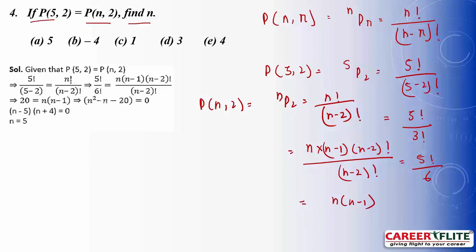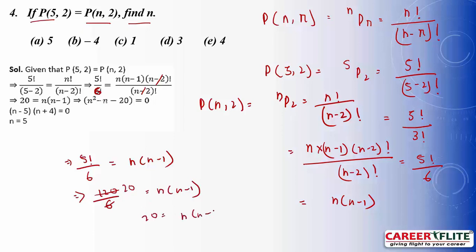So this will be 6. This is not 6 factorial, it will be only 6. Sorry, 5 factorial by 6 equal to n into (n minus 1) into (n minus 2) factorial by (n minus 2) factorial. The (n minus 2) factorial will be cancelled out. So it will be left with 5 factorial by 6 equal to n into (n minus 1). What is 5 factorial? We know that 5 factorial is 120, and if you divide this by 6, we will get 20. So 20 equals n into (n minus 1).